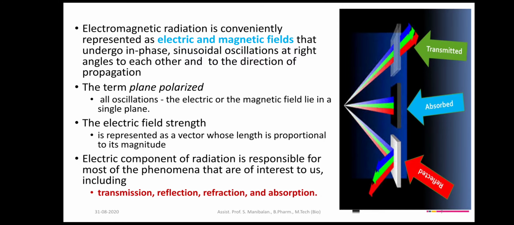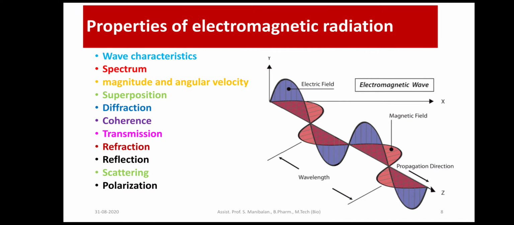Then, properties of electromagnetic radiation. You should write nearly 11 properties. You can classify them. The first one is wave characteristics. We knew that one is the electric and one more is the magnetic property.